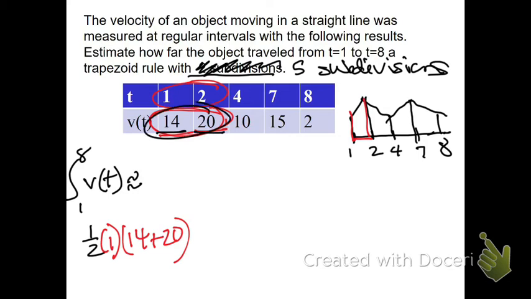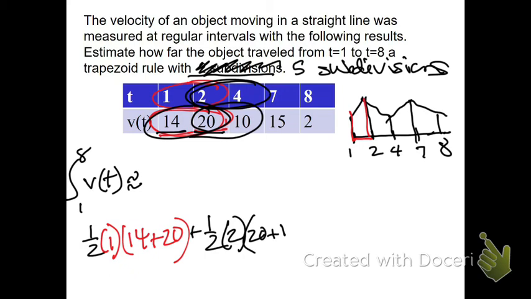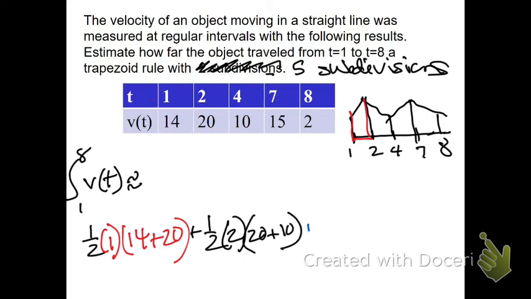That's it. Okay, the next trapezoid would be 1/2 the height, which would be, subtract that and you get 2, times, use both endpoints, 20 and 10. Okay, the next one, 1/2, the height is 3, and we use the 10 and the 15.